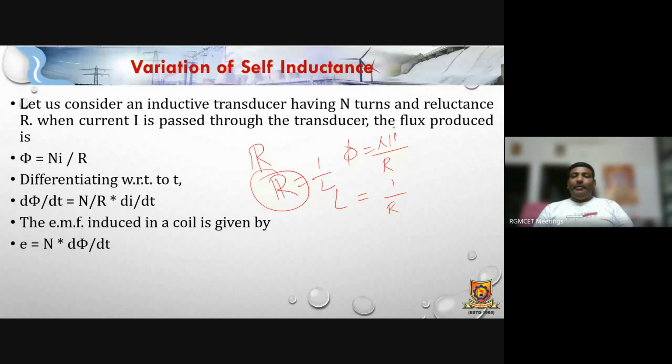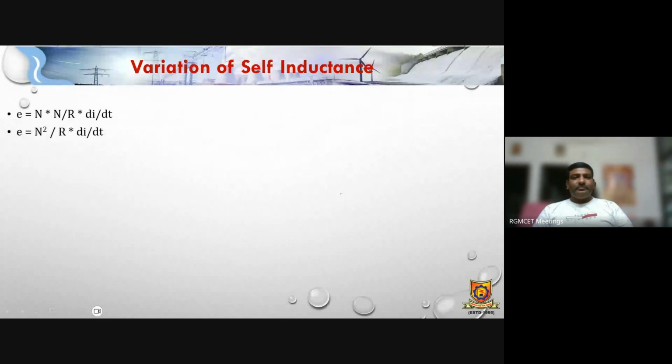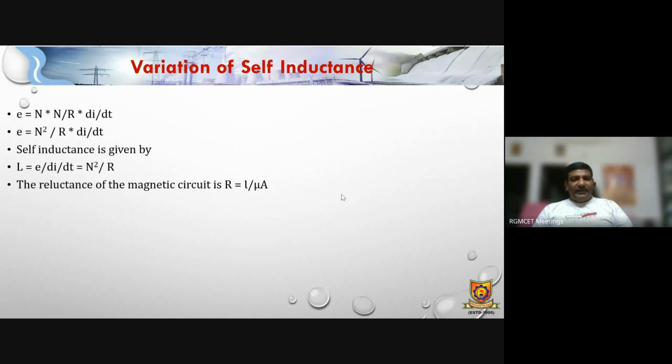So E equal to N d phi by dt. If you want to calculate in terms of voltage, N into d phi by dt, where N is the number of turns and phi is the flux. So d phi by dt means the rate of change of flux linkages. This is the electromagnetic induction formula. So the self-inductance value we can calculate as L equal to E by di by dt. If you substitute those values, we get N square by R, where N is the number of turns and R is the reluctance value. So here the reluctance value is l by mu A, right?